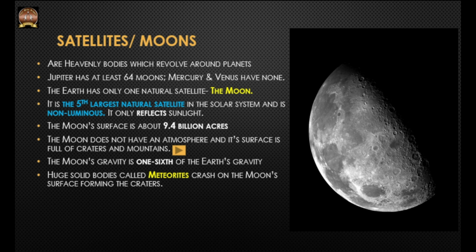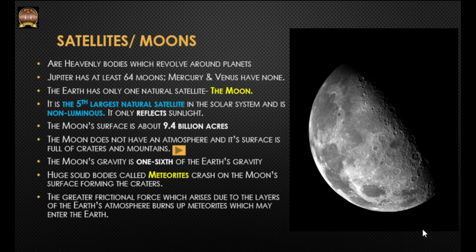But also, any small meteoroids entering the Earth's atmosphere would burn because of the great air resistance which arises due to the layers of the Earth's atmosphere. Lastly, sound requires a medium to be transferred. The lack of an atmosphere on the Moon makes it impossible for sound to travel on the Moon's surface.